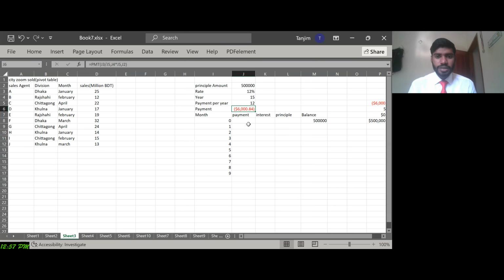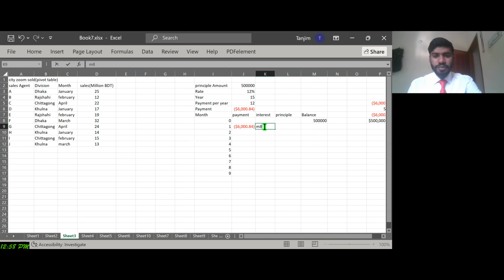So here we press equal to J6. Okay, then press enter, and we can see that it's the payment for the first month. And then how do we calculate the interest? The interest depends on the balance. So firstly we press M8, right?